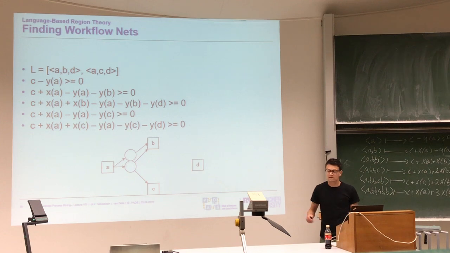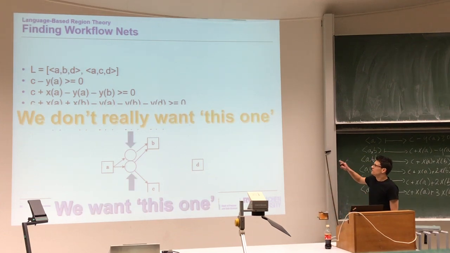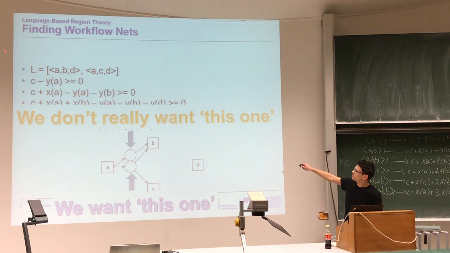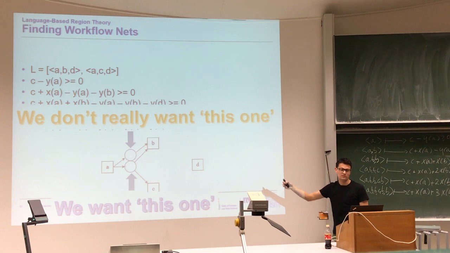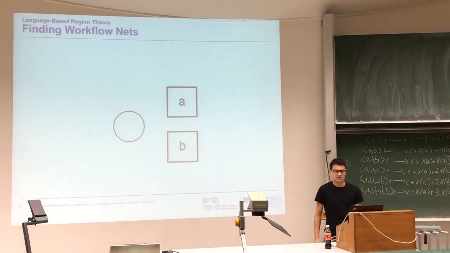But given this event log ABD, ACD, we don't really want the top one, but we do really want the lower one. Why? Because in this very simple example, we can see that there's simply a choice between doing B and C. Right? So always do A, always do D, only B or C is executed. So somehow we want to find this place and we don't want to find that place. So how do we do that?